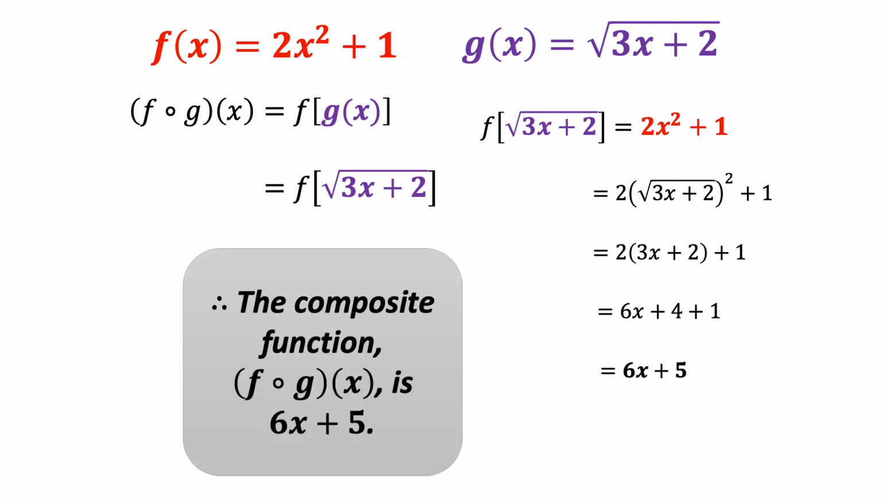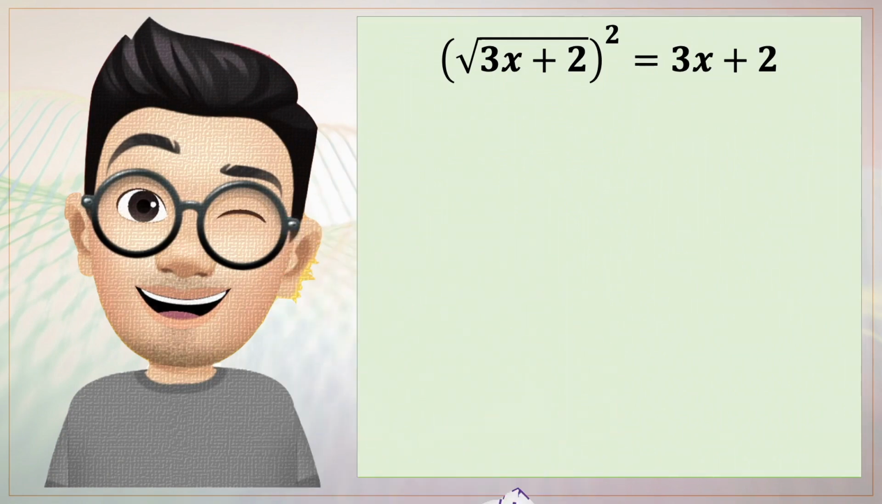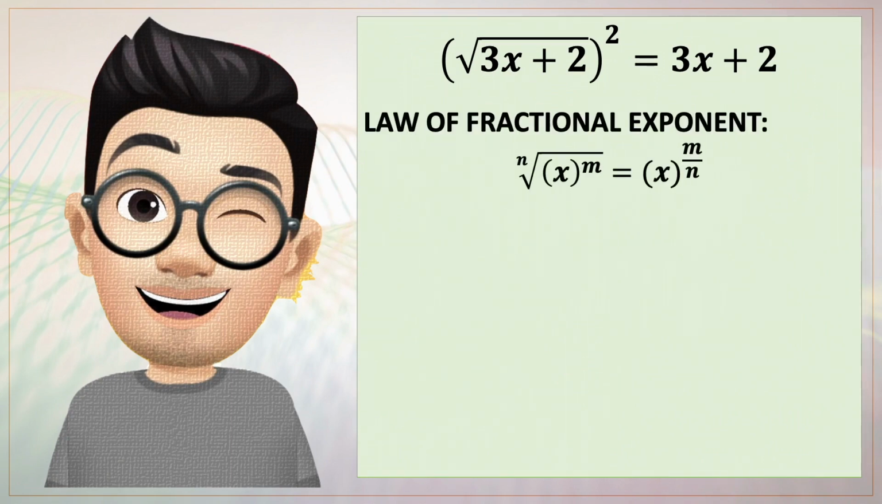Maybe some of you are perplexed on why quantity square root of 3x plus 2 squared became 3x plus 2. This can be explained by the law of fractional exponent that states that the nth root of quantity x raised to m can also be written as quantity x raised to m over n. The rest of the procedures are simplifications.